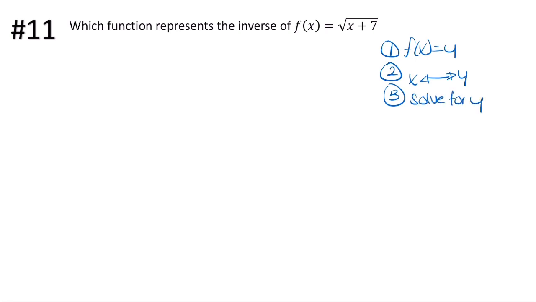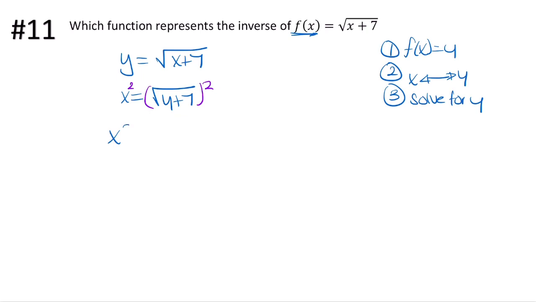Okay, so now let's start off with this. F of x we replace with y, so we have y equals the square root of x plus 7. We're going to switch x and y, so we have x equals the square root of y plus 7. Now we need to work on getting y by itself. When we want to get y by itself, we have to start off by undoing that square root because everything in this problem is trapped under that square root. So we have x squared equals y plus 7.